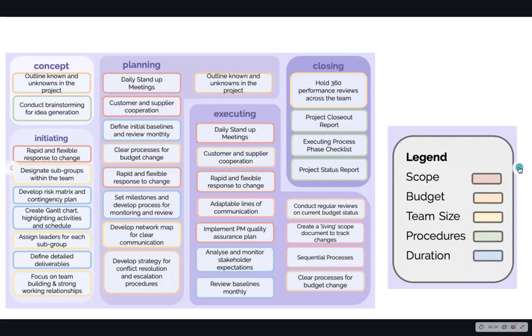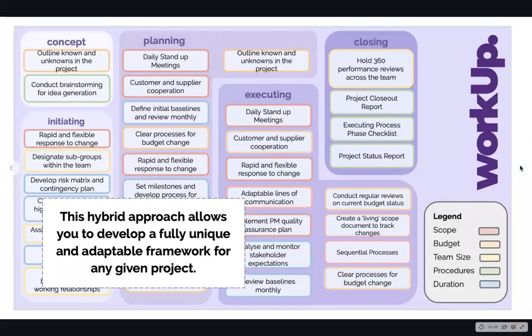Once you've got that, then you start writing them down. With your scope, you can start saying which kind of framework would suit that best. And once you've done that, this hybrid approach allows you to develop a fully unique and adaptable framework for any given project. I hope that has made sense for you and helped you understand what a hybrid framework is.